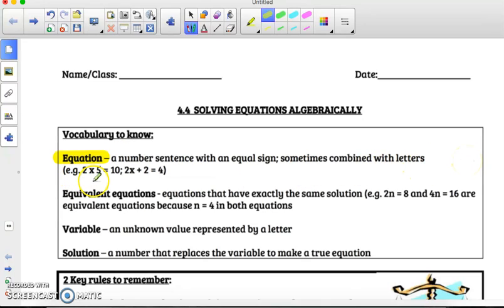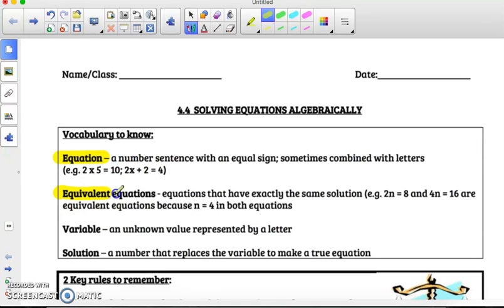So the examples I gave you, 2 times 5 equals 10. Now in that case, there is no variable. But in the second example, 2x plus 2 equals 4, that has a variable, but both of them are equations because there's a certain value given at the end, and you also have an equal sign.